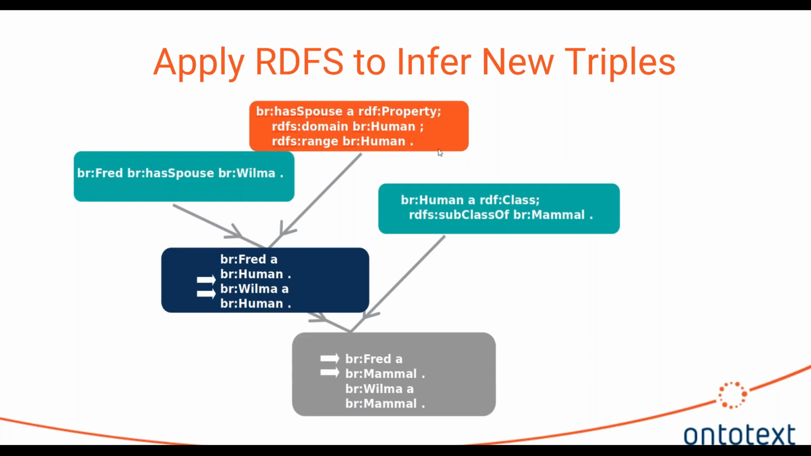Also, humans are mammals, so anyone who has married is a mammal as well. Therefore, Fred and Wilma are mammals. You can continue chaining this inference even further, explaining that mammals are animals, and animals are a type of object, they're a living thing, etc., etc., etc.